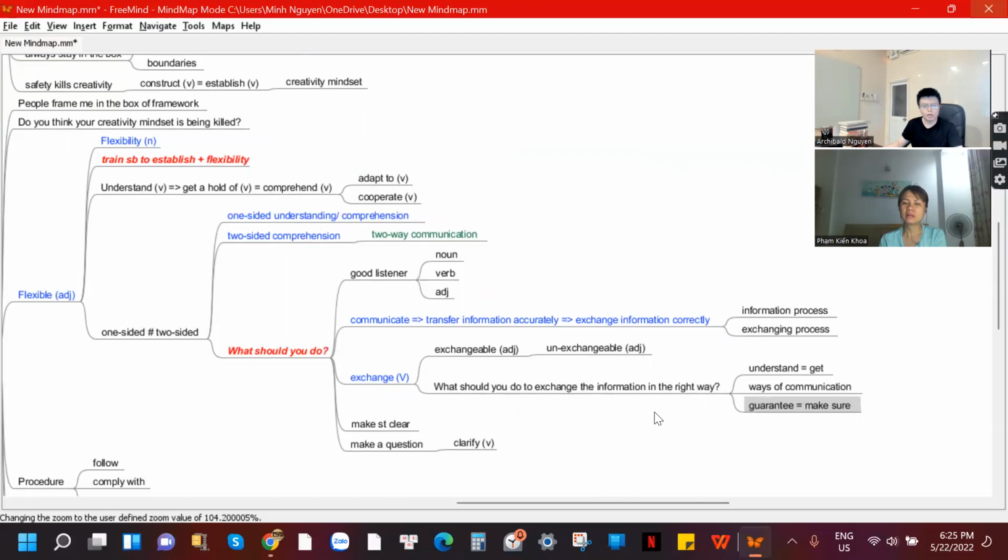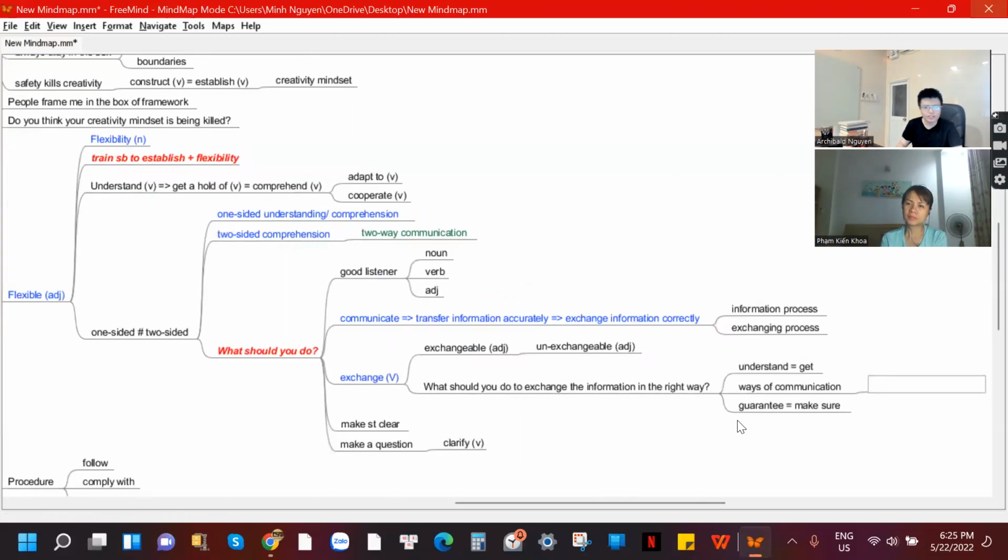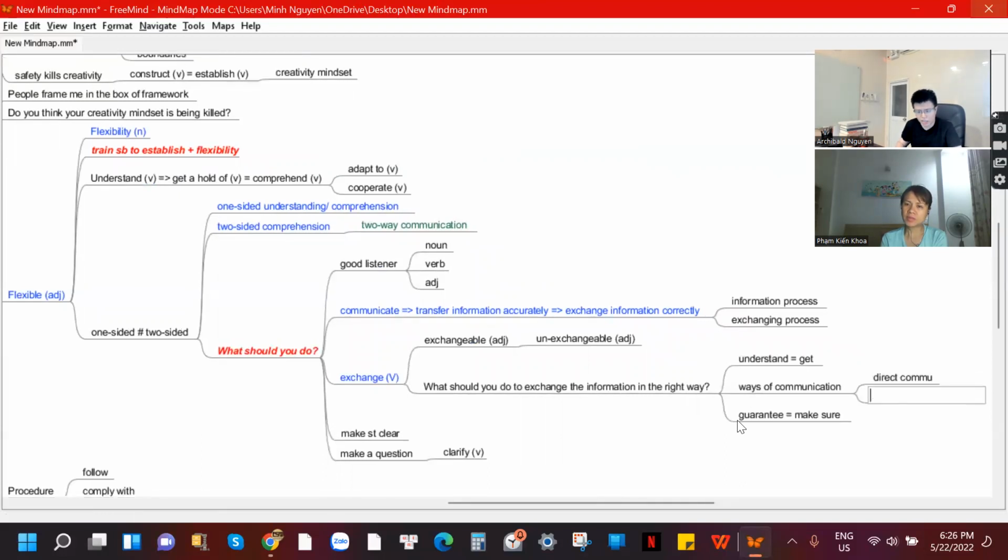Okay, thank you so much for your ideas. First, understand is a very common word. Everybody uses the word understand. Instead of using the word understand, we need to make our English smoother by using different words. So it's like, I try to get my partner. Okay, so the ways of communication are very essential. First, direct communication. You can use the word direct communication, and indirect communication.